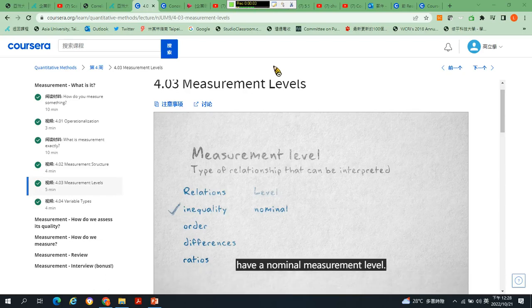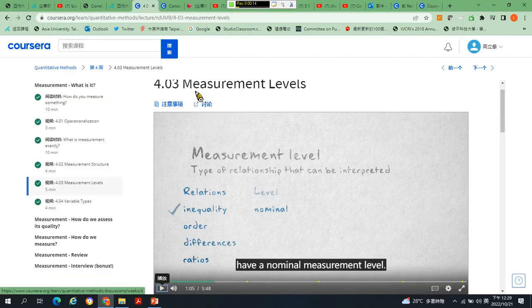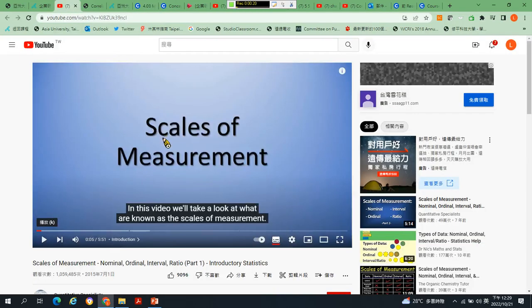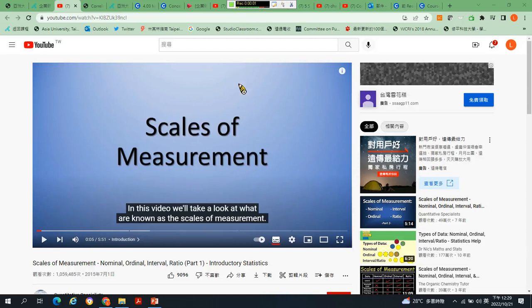However, before we go to these four types of levels, we need to pay attention to this word, scale of measurement. Sometimes we may use levels, but sometimes you may see this word, scales of measurement. They are talking about the same thing. However, if you see scales here, that means the levels. Here you need to be careful about this word, scales. In this situation, the scale means levels.